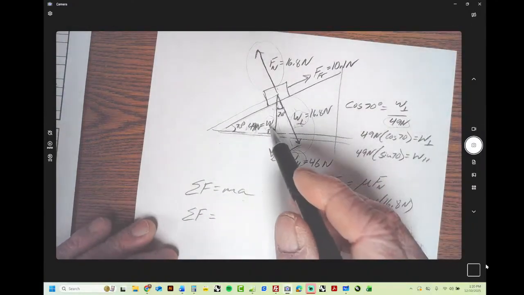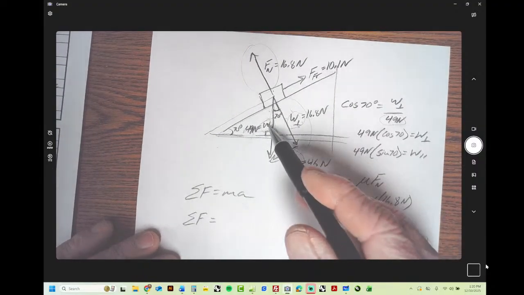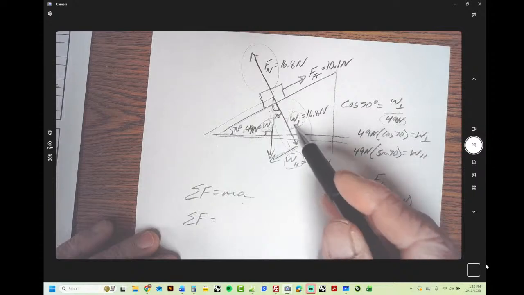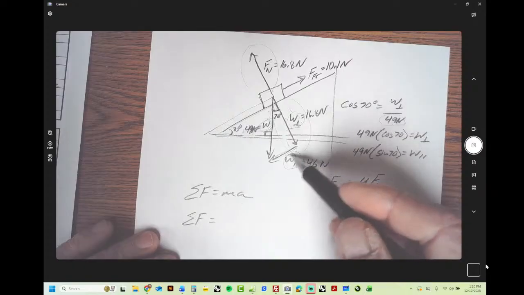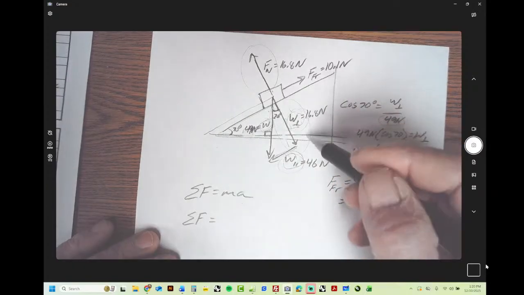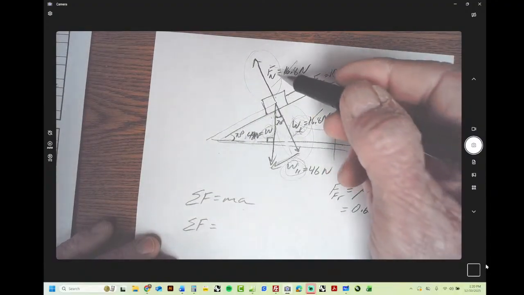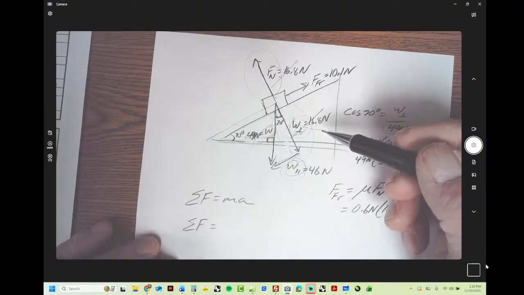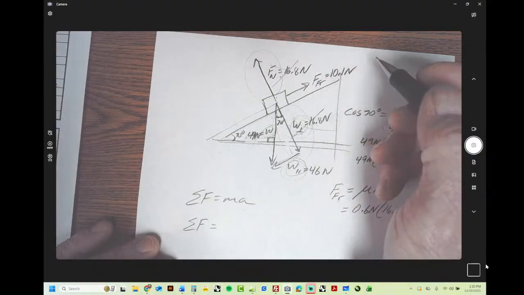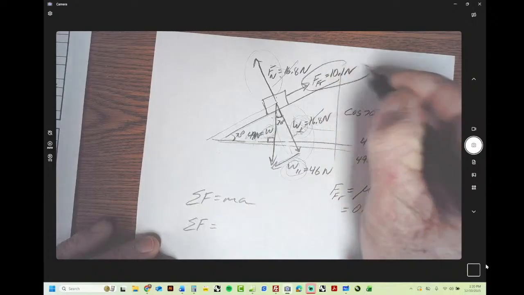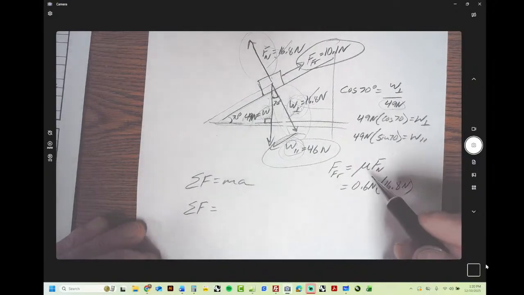So first off, this weight, the original weight, the actual weight, we traded in a long time ago for these two components, which are equivalent to that weight. And of these two components, the parallel component and the perpendicular component, this one gets canceled out because it's equal and opposite of the normal force. So those cancel one another. So all we're left with is two forces: friction going uphill and the parallel weight component going downhill.